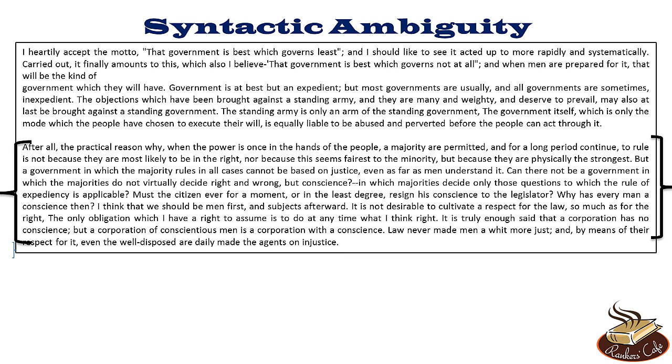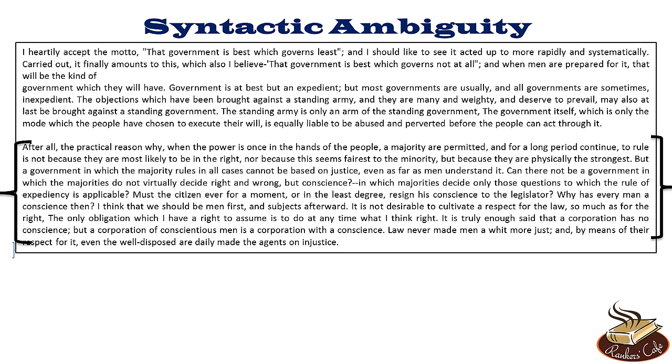Must the citizen ever for a moment, or in the least degree, resign his conscience to the legislator? Why has every man a conscience then? I think that we should be men first and subjects afterward. It is not desirable to cultivate a respect for the law so much as for the right. The only obligation which I have a right to assume is to do at any time what I think right.